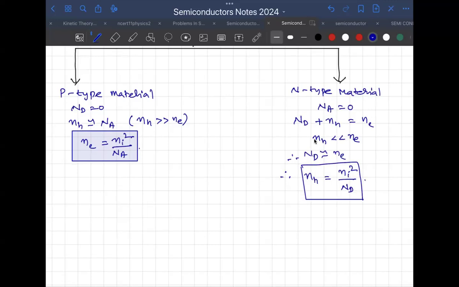In P-type material, electrons are minority carriers. The minority carrier concentration is n_i squared divided by the acceptor concentration. You will get questions on the basis of this. I'll try to give you a rough idea of what nature of questions you will get, so that we can focus on these areas properly. I'll take them one by one.